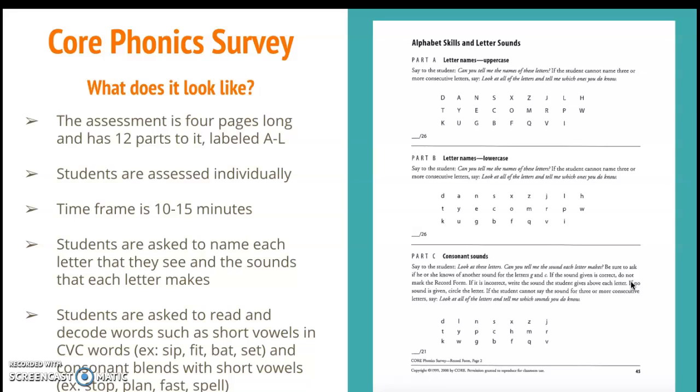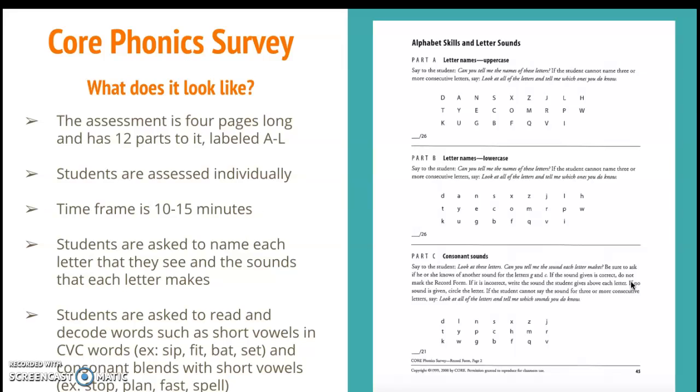What does it look like? The assessment is 4 pages long and has 12 parts to it, labeled A through L. On the right, you can see how the first 3 parts of the test are shown. The first part, A, is all about understanding which letters students know, and part B is about whether students know their lowercase letters. Part A is all about uppercase letters, and then part C is about consonant sounds, and then part D is about vowels and so on.